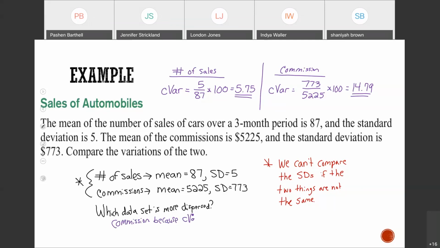You don't have to round, although you should round to 2 decimal places. I may have done it wrong. Hold on, I'll look. Coefficient of variation. It's larger. All right. Let's see.